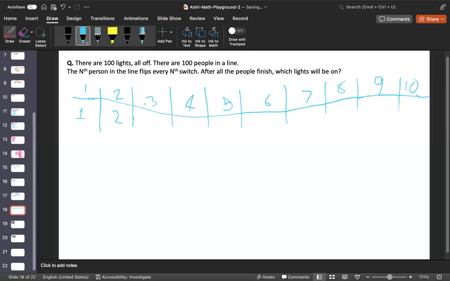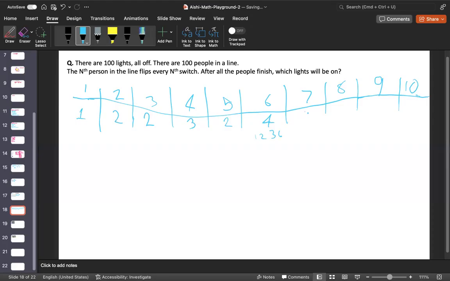3 has 1 and 3, 2 factors. 4 has 1, 2, and 4, 3 factors. 5 has 1 and 5, 2 factors. 6 has 1, 2, 3, and 6, 4 factors. Let's see, 1, 2, 3, and 6. Yep, 4 factors. 7 has just 1 and 7.